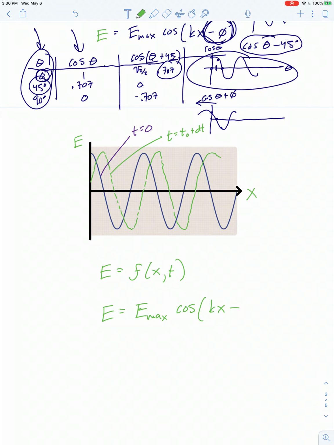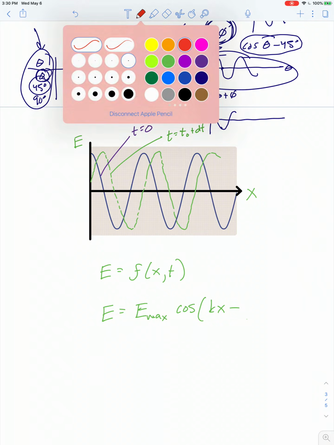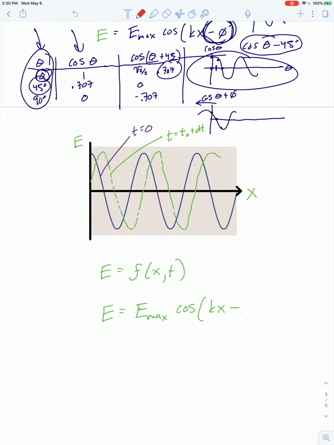Now, last I said we can call the phase shift phi, but thinking about that a little deeper, that phase shift must depend on how much time we allowed to elapse. If we let even more time go by, then it'll be shifted even farther to the right at a later moment in time. And it should depend on the frequency. The higher the frequency, the greater amount of shift it will have in some amount of time. So actually the phase shift is just equal to the product of the frequency and time.